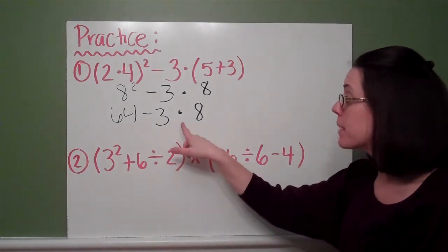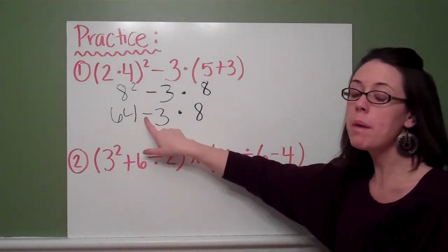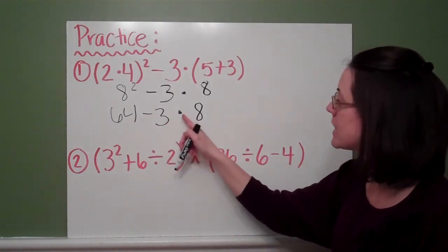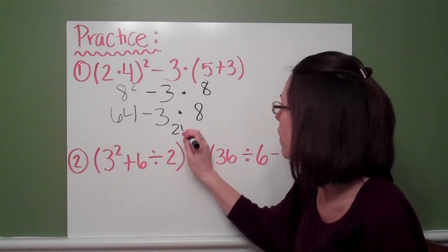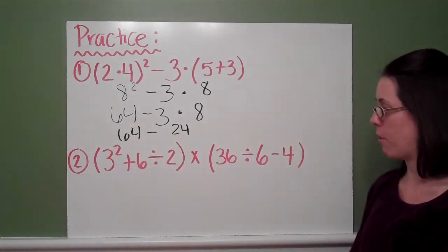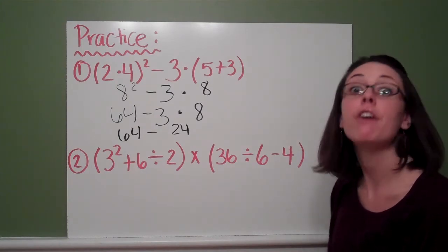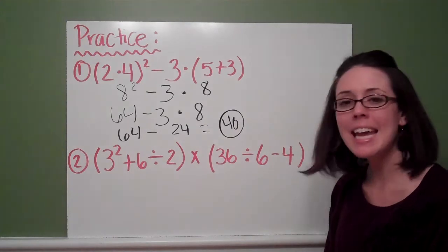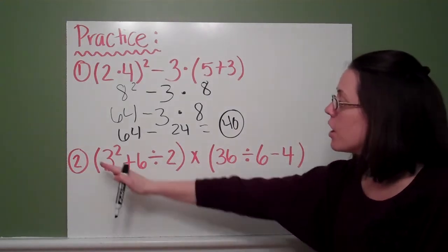Here we have multiplication and subtraction. Remember, PEMDAS tells us multiplication comes first. 3 times 8 is 24. 64 minus 24. That is going to give us 40. Our answer is 40. Practice number 2.